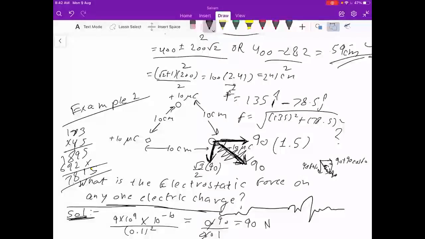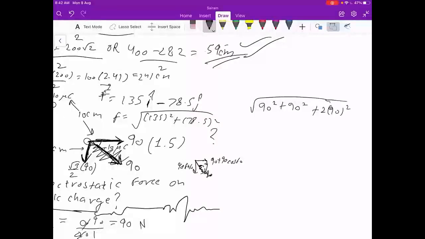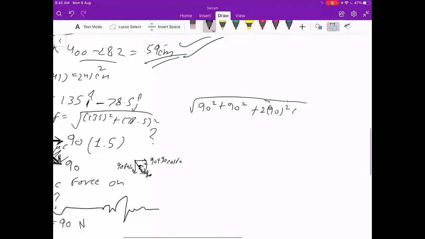This 90 goes away. Or you can do another way: a square plus b square plus 2ab cos theta. 90 square plus 90 square plus 2 into 90 square cos 60. Cos 60 is half only, right? Yeah, so you were right.